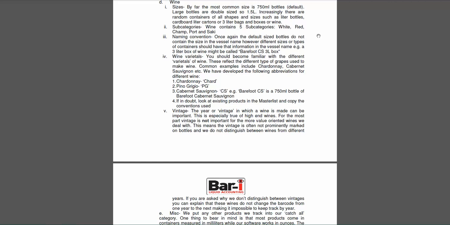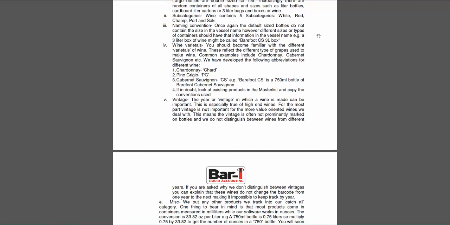9 times out of 10 when you find 3-liter boxes or bagged wine, they'll actually be kitchen wine, and they'll be used for cooking rather than serving to customers, but often they might be used for sangria or things that are used behind the bar. So if it's wine, if in doubt, obviously ask them, check it out, but you'll see all those different sizes.